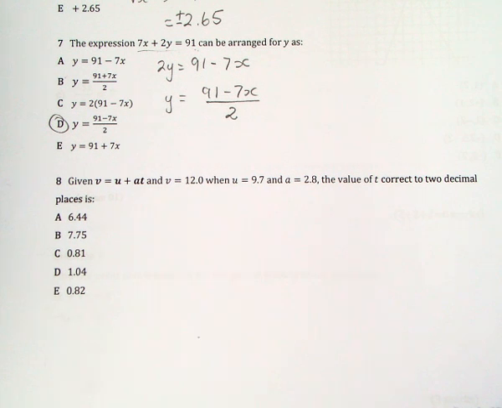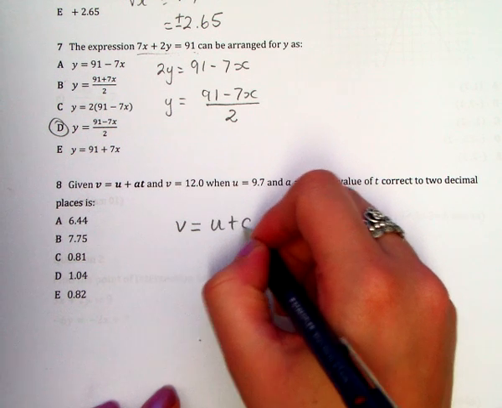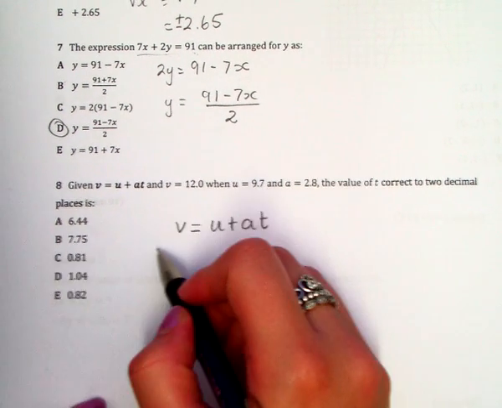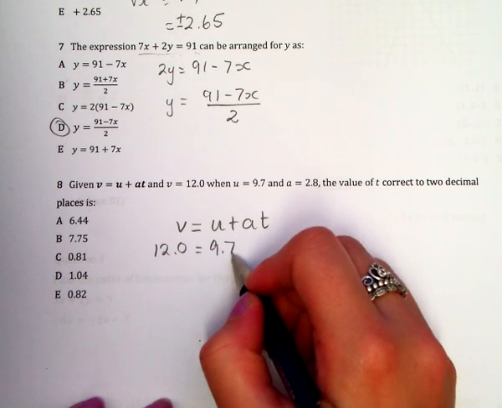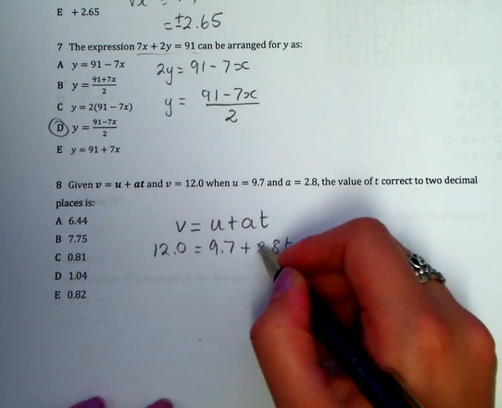Question 8. Given v equals u plus a times t and v equals 12.0, when u equals 9.7 and a equals 2.8, find the value of t correct to 2 decimal places. Okay, in order for us to do that, we need to write out our equation, v equals u plus a times t, and fill in our values that we do know. Our v is 12.0, so we'll write that in. Our u is 9.7, plus a, which is 2.8, and we don't know the value of t yet.